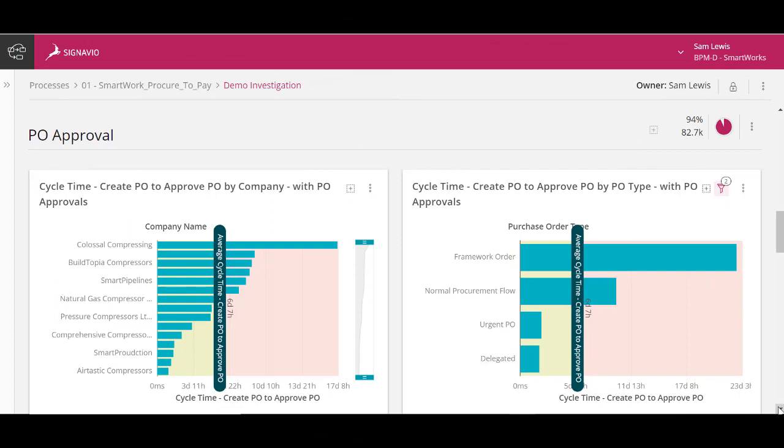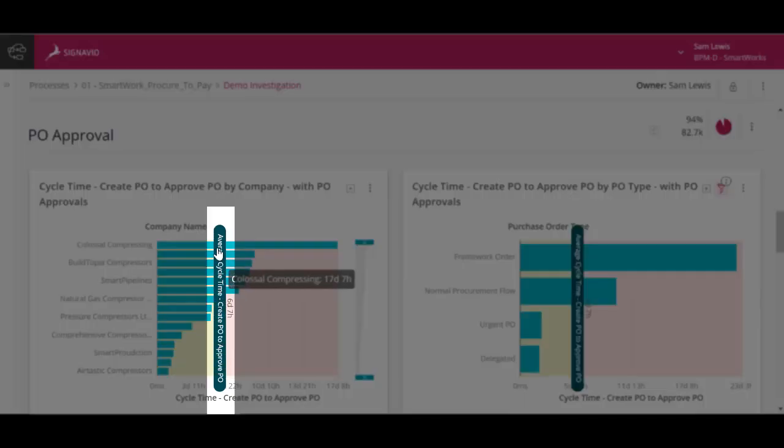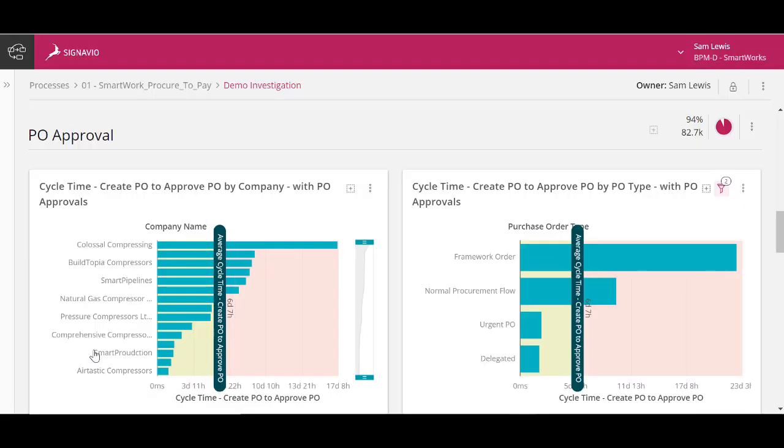Now that we have identified PO approvals as a potential issue due to the long cycle time, we can investigate this further using the PI tool. These widgets allow us to get more granular level details such as which companies and PO types are performing the worst. The vertical bar represents the average cycle time for the create PO to approve PO activity. Colossal Compressing is the company with the highest approval cycle time, with the process taking close to 18 days. While Framework Order PO is the worst performing PO type, taking 22.5 days.